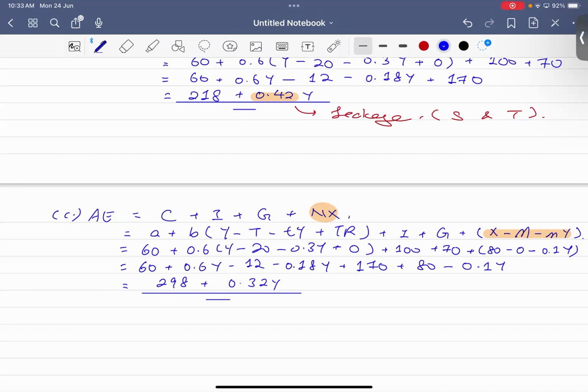So these will be the answers. $298 plus 0.32Y. Same thing, you realize one thing over here. When trade is involved, this number becomes even smaller. Leakage. You have saving, taxes, and imports.